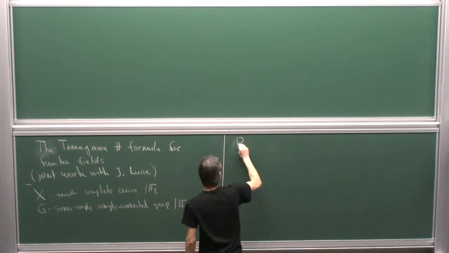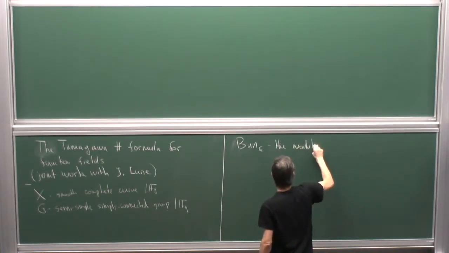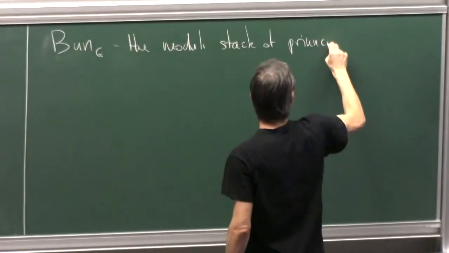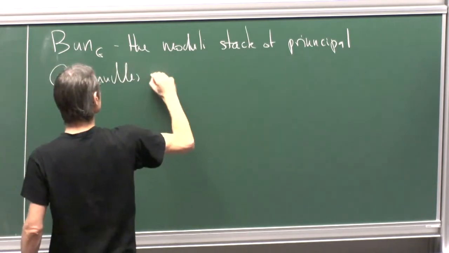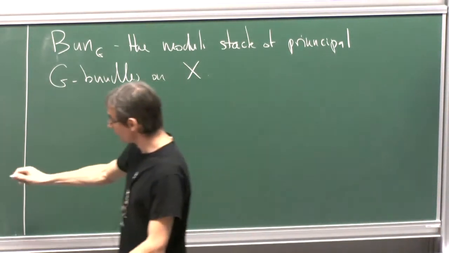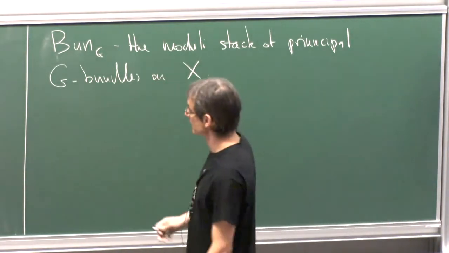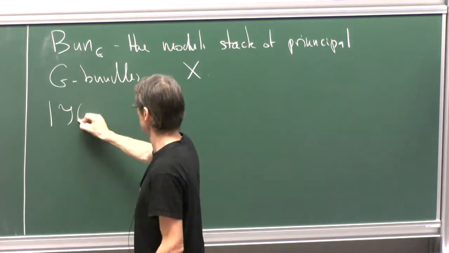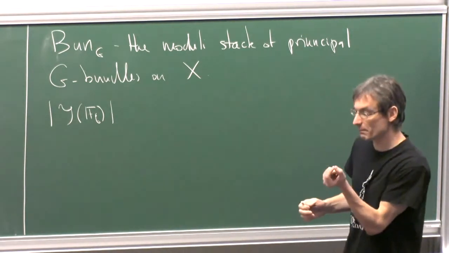So we consider Bun_G, the moduli stack of principal G-bundles on the curve. This is an algebraic stack over F_q. It's not quasi-compact. If you have a quasi-compact stack Y over F_q, you can calculate the number of its points over F_q, but points must be taken in multiplicities.